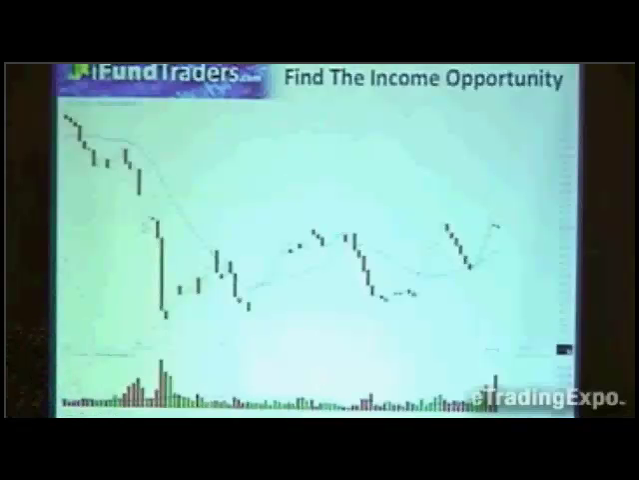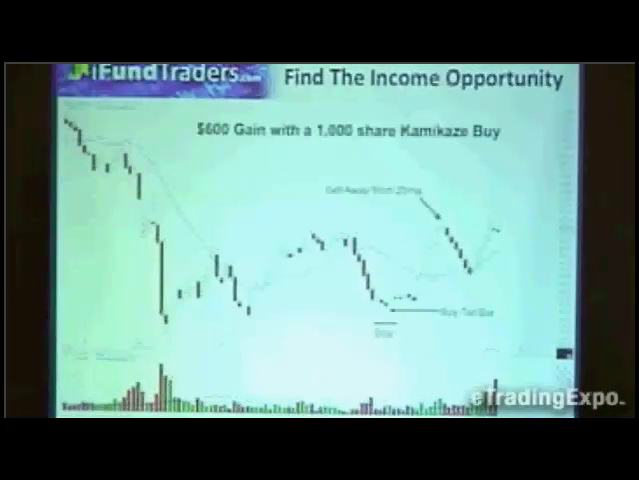We will never miss a bull elephant bar. We will never miss a bottoming tail bar. That's the dream. We're going to take over the world. Bottoming tail bar, here's your profit taking. Look at this.